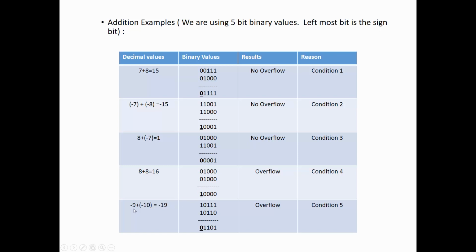Likewise with this one, we're adding a negative to a negative. We get negative 19, and again we initially start out with two negative numbers and end up with a positive number in 5 bits. Now when you're doing this arithmetic, you'll notice that sometimes, like when we add these two ones together, it produces a 0 with a carry of 1. The 1 is actually discarded and not used in this context.